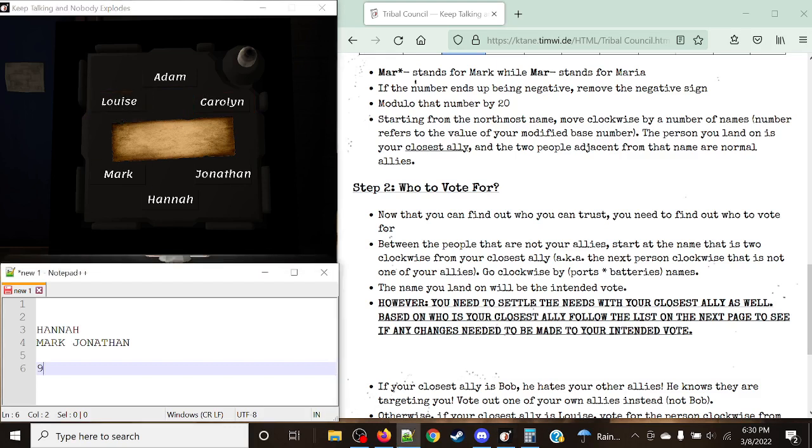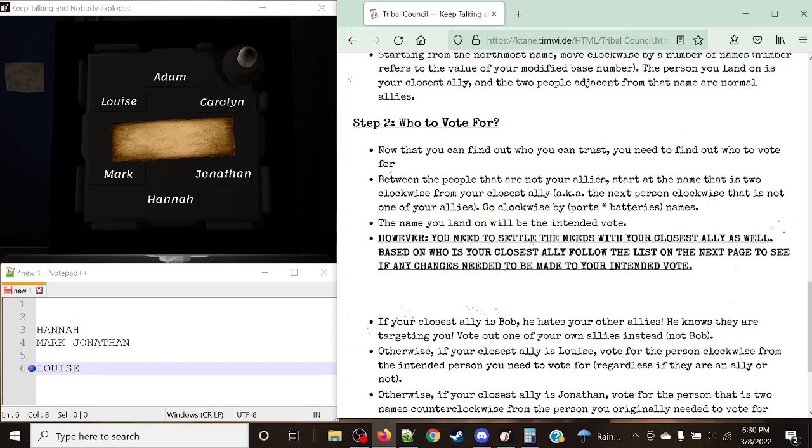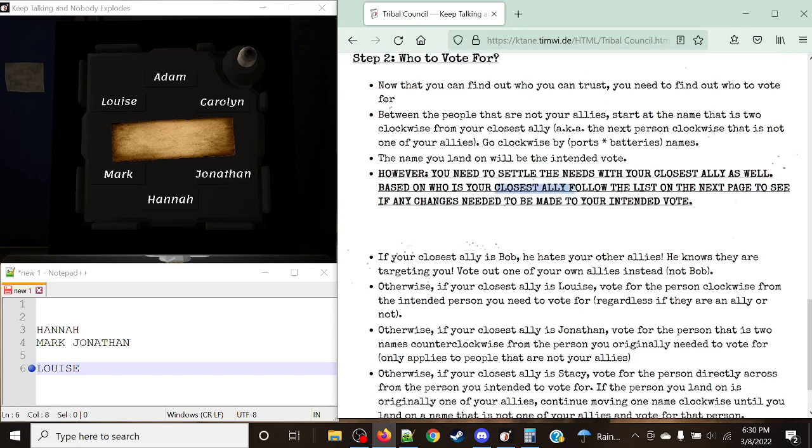So Luis is who we are going to be potentially voting off here. So Luis is who we vote up for, but there are a couple deals we might have to settle here, because it's going to be based off of our closest ally as well. Based on who's your closest ally, follow the list on the next page to see if any changes need to be made to your intended vote.